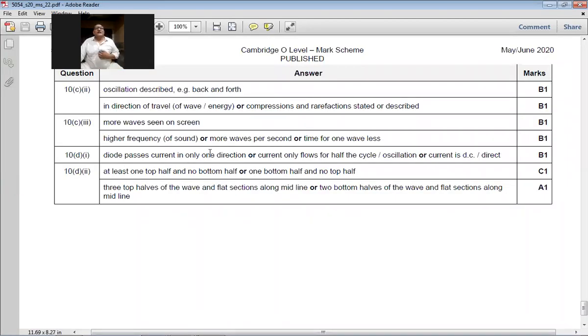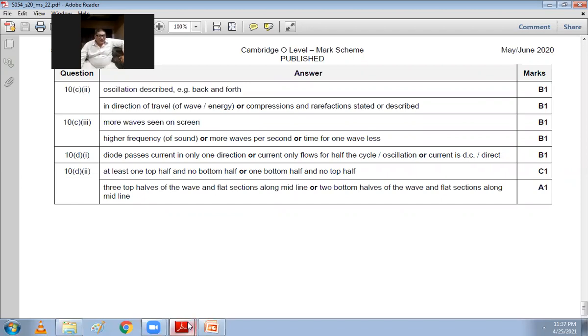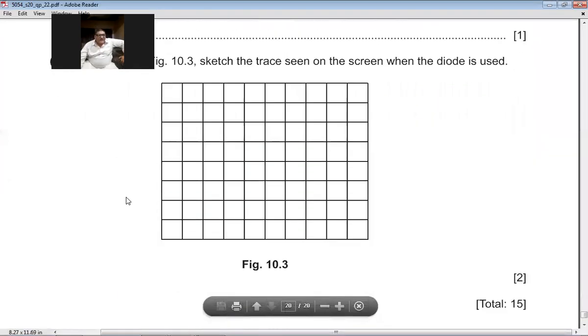Diode passes current in only one direction, or current only flows for half the cycle. Output current is DC or direct. Now the current which you provided to the oscilloscope will be like DC current, because it's only flowing in one direction. So the next question is on the grid.